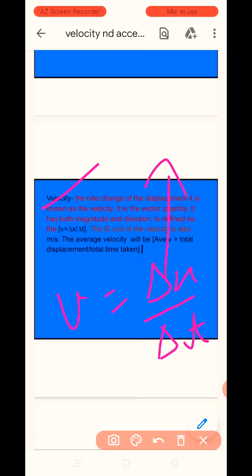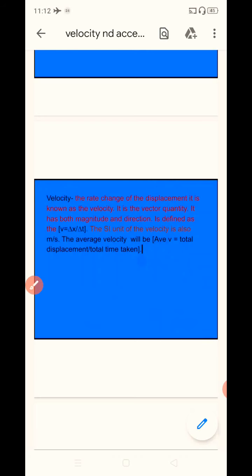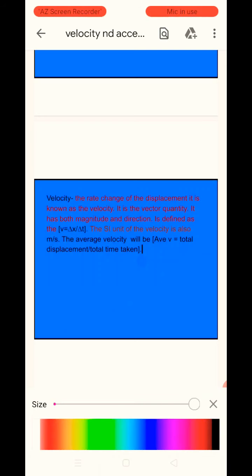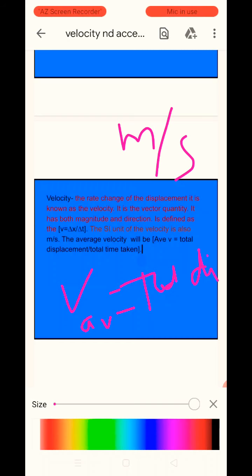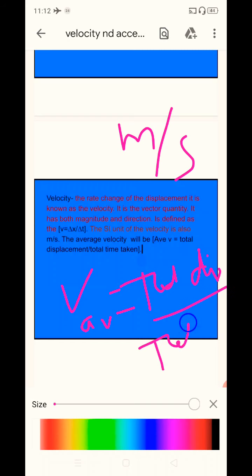Thus the SI unit of velocity will also be the same as speed. Clear? Meter per second. It is a vector quantity, and the average velocity will be the total displacement upon total time taken. Clear?